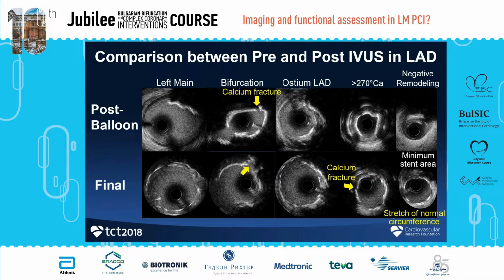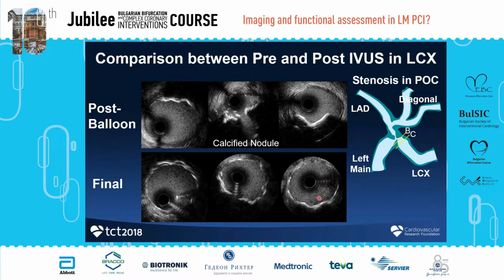After those treatments, it is very important to confirm good stent expansion of each segment. This is a pullback from the LAD to the left main. You see nice stent expansion in the very diffuse disease in the LAD. This is the IVUS pullback from the side branch to the left main. You see the calcified nodule segment, with good stent expansion.